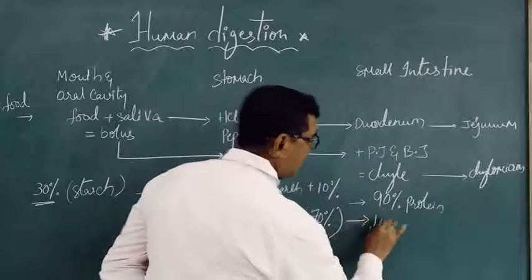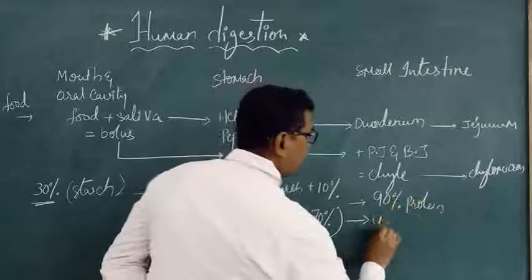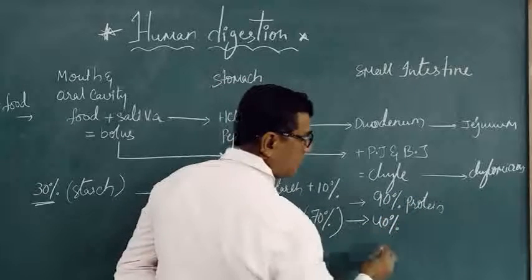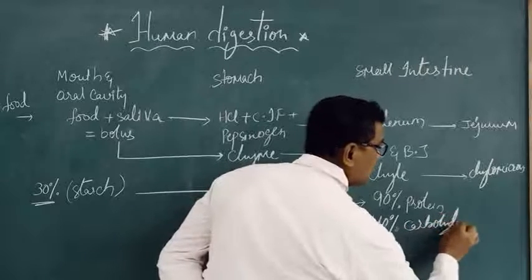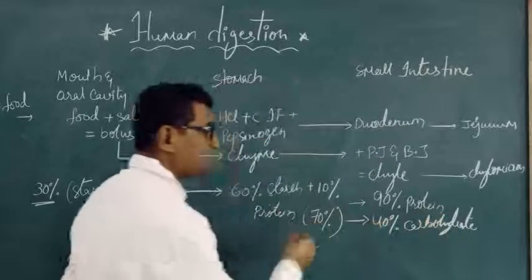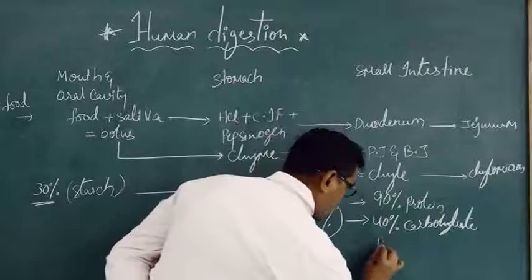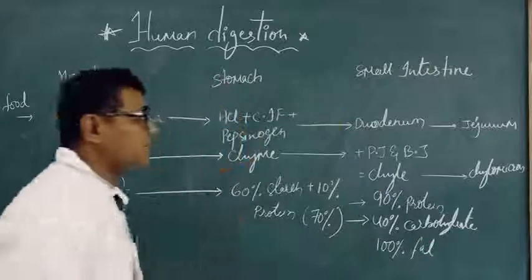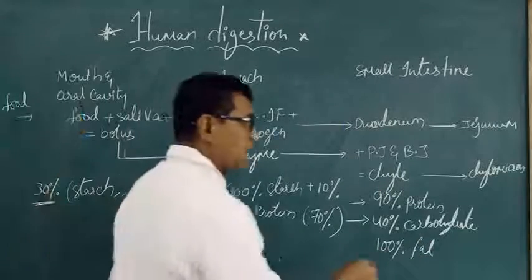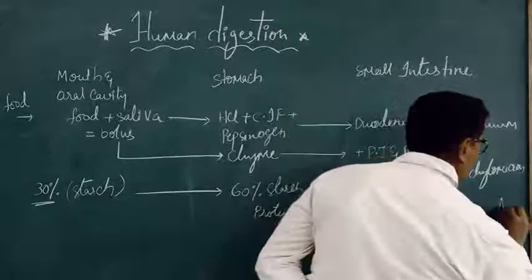and the remaining 40% of carbohydrate digestion takes place, and 100% of fat digestion takes place in the small intestine, that is the duodenum, and till it goes, it is absorbed.